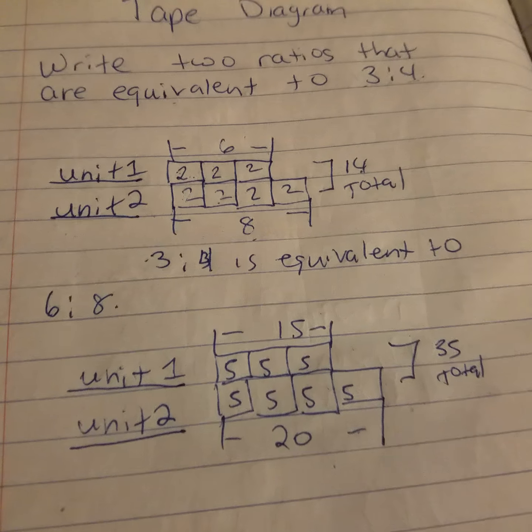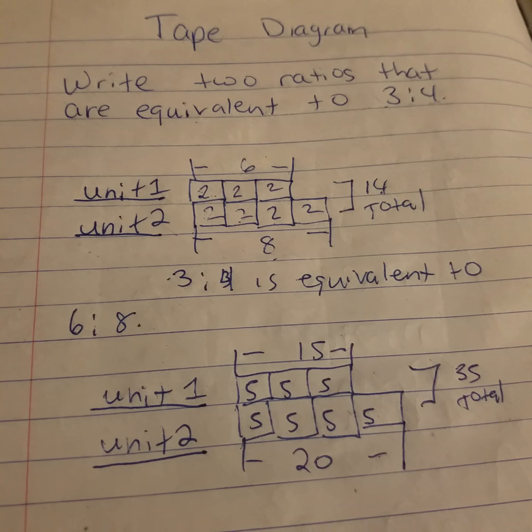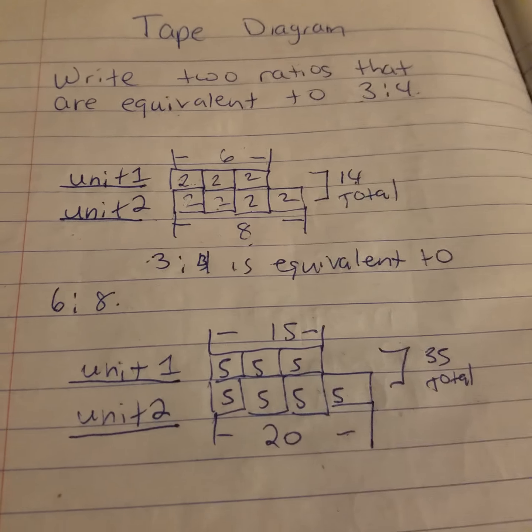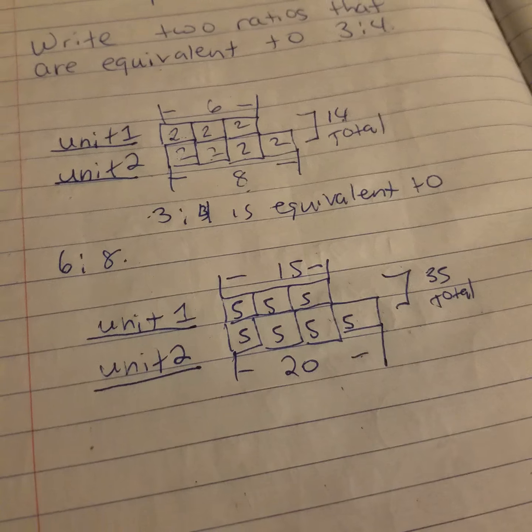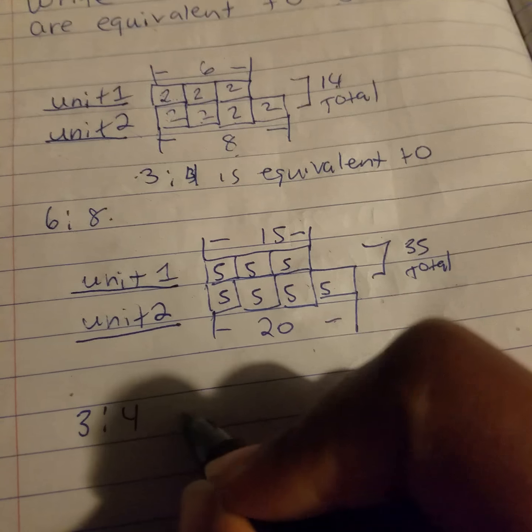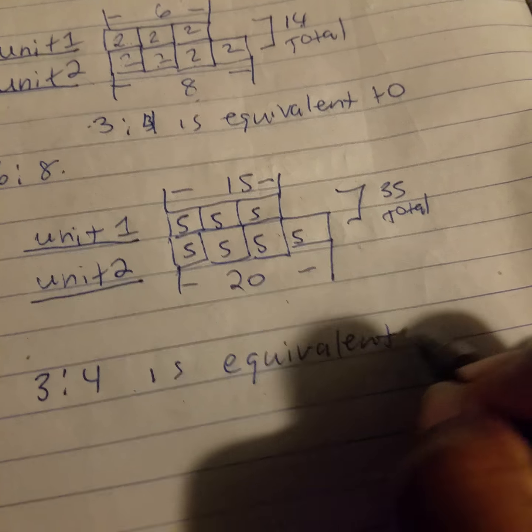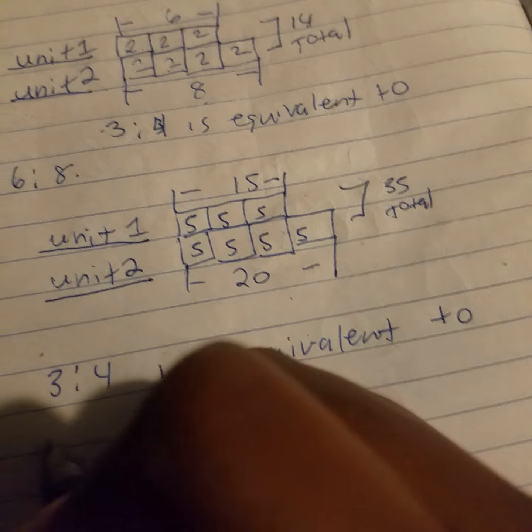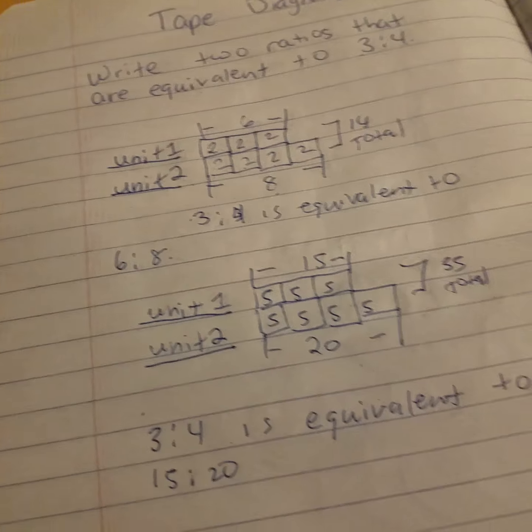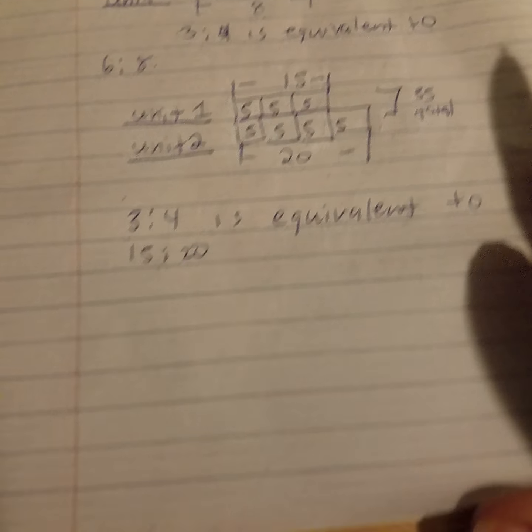The total is not important for this, but it's great to practice writing in the total because it applies more to ratio word problems. So now we're saying that 3 to 4 is equivalent to 15 to 20. So now we're going to check because we have 3 to 4 is equivalent to 6 to 8, and also 3 to 4 is equivalent to 15 to 20.